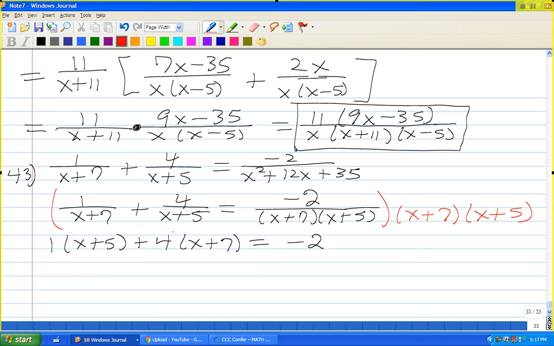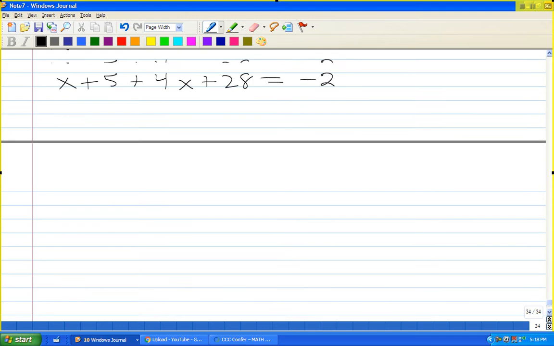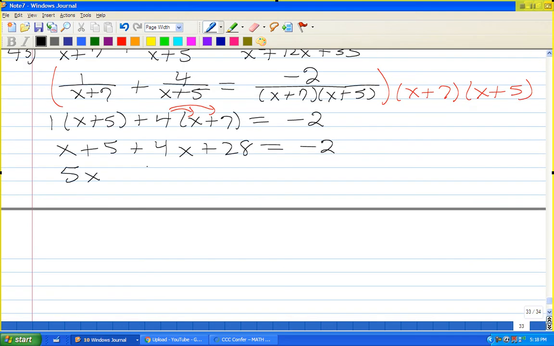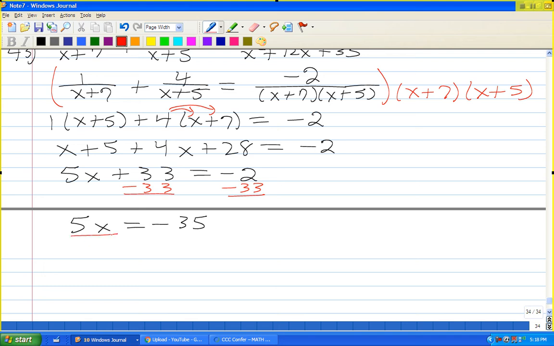Let me multiply the 4 inside the parentheses. So by distributive property, we have x plus 5 plus 4x plus 28 equals negative 2. Combining like terms, I have 5x plus 33 is negative 2. Subtract 33 from both sides of your equation. So 5x equals negative 35. Divide by 5. So x equals negative 7.